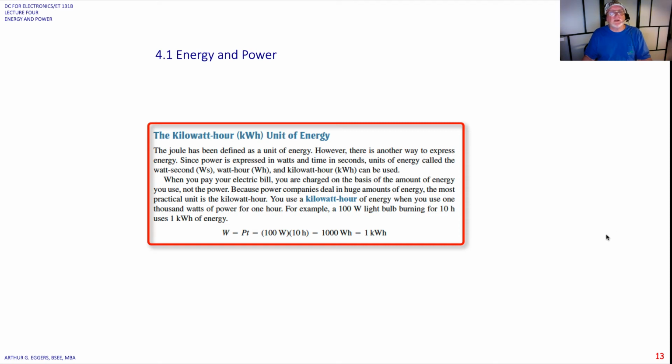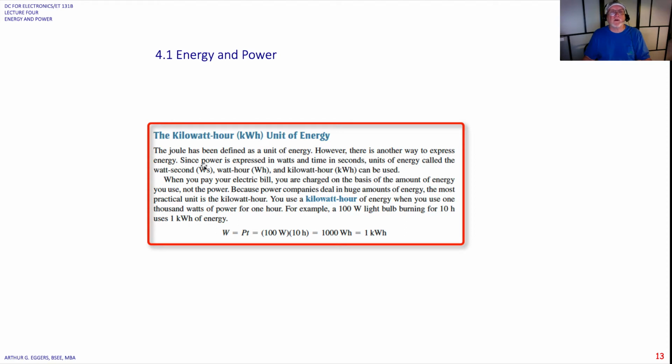Okay, so we've looked at the quotient in determining power. Now let's look at how we take that energy measurement, which is a product, the kilowatt hour unit of energy, and how we determine what this is really telling us. The joule, J, has been defined as the unit of energy. However, there is another way to express energy.